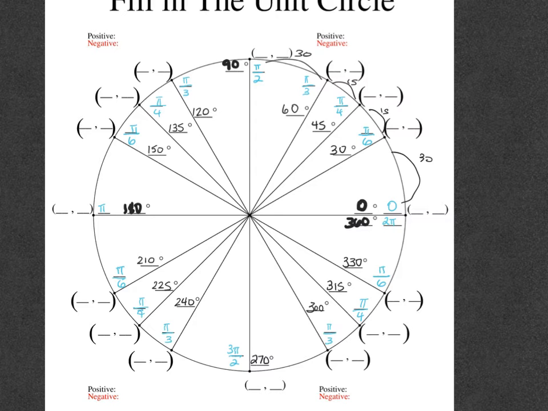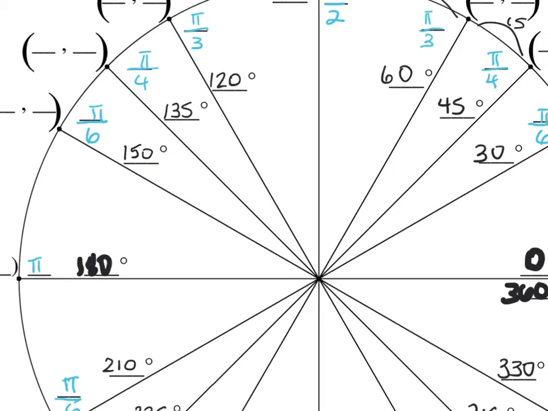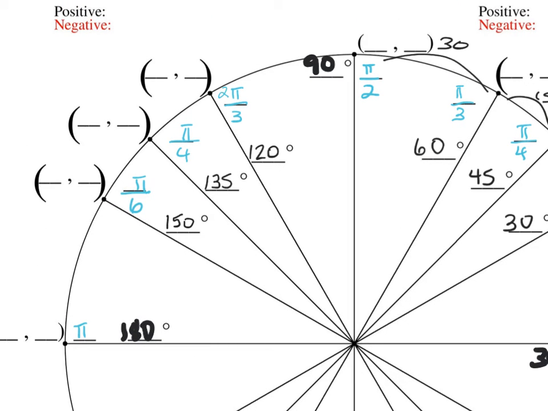In the second quadrant, the numerator is one number less than the denominator. So this becomes 2 pi over 3, 3 pi over 4, and 5 pi over 6. They are one less than the denominator. Because if they were the denominator, it would be 1, which is pi, and this is less than that.